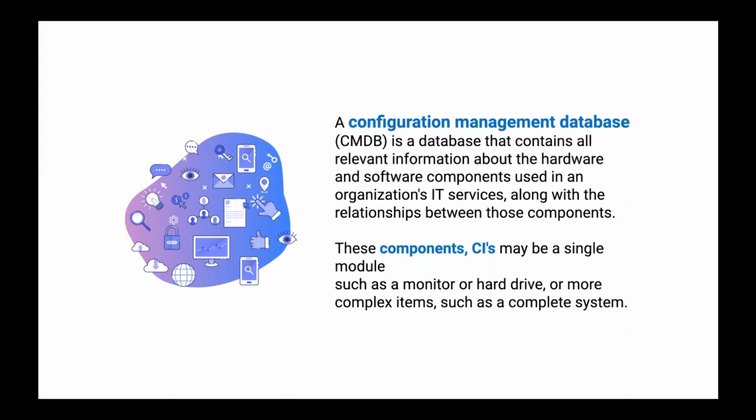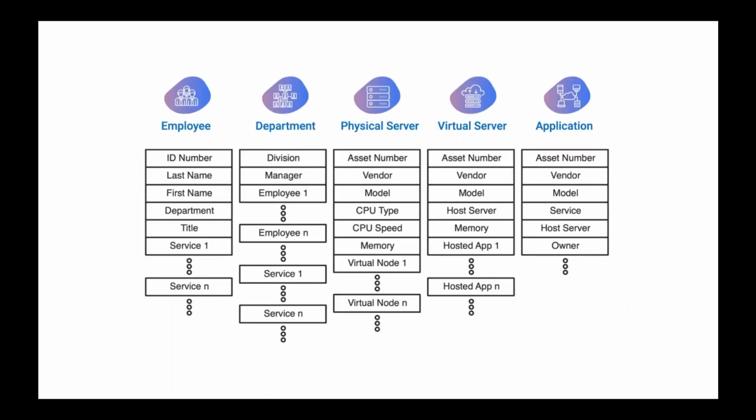Now, what are these components? These components are CIs, maybe a single module such as a monitor or hard drive, or more complex items such as a complete system. So this is what the CMDB and CI is all about. Now, if you look at this particular schema, it talks about the individual CIs: an employee, a department, physical server, virtual server, application. So they are all single entities that an organization holds.